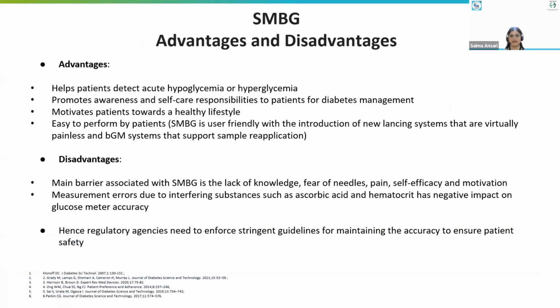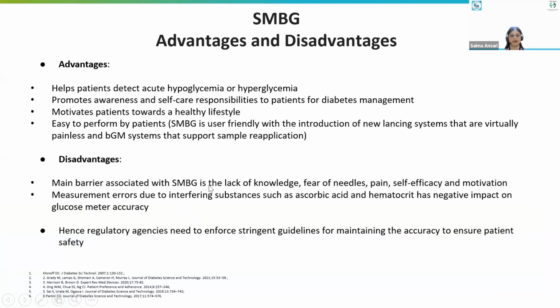So here are the advantages and disadvantages of SMBG. It helps patients detect acute hypoglycemia and hyperglycemia. Obviously, it causes empowerment, helps them make informed decisions, and motivates patients towards a healthy lifestyle. And it is easy and quick and can be done at the convenience of their home.